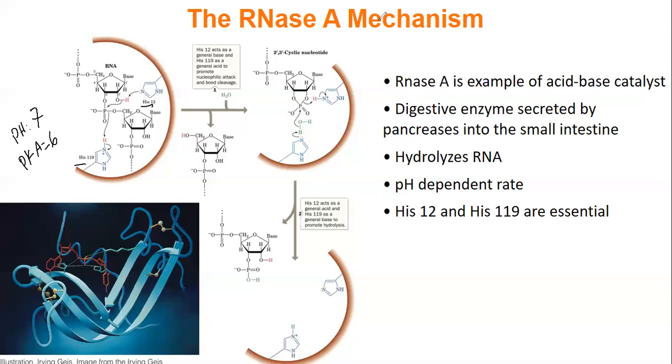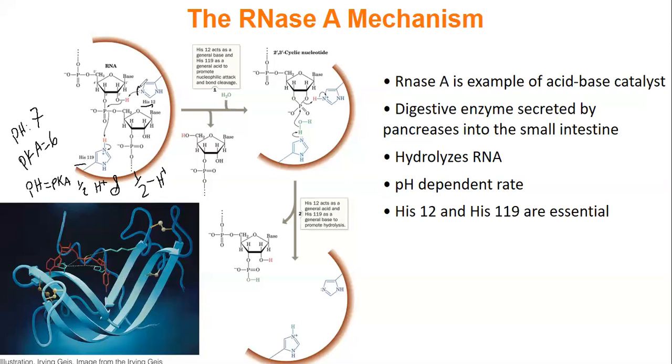histidine is both an acid and a base. So histidine is the perfect amino acid for acid-base chemistry because it's fine being protonated or unprotonated. Remember, when pH equals pKa, you're half protonated and half unprotonated. So histidine's fine being in either case. So that's why in a lot of acid-base mechanisms, you'll see histidine. So let's take a look at this mechanism.